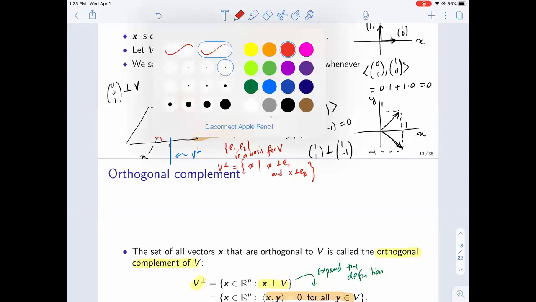So what is the inner product of x and, oh, you can't see my screen. Could you please share your screen? Yes, okay. Thank you.